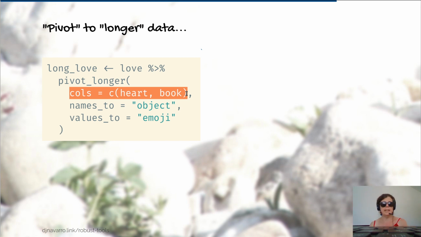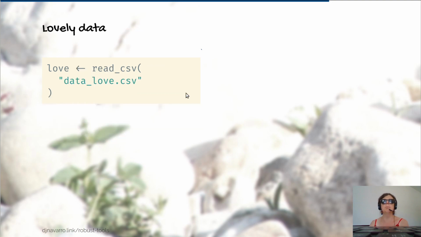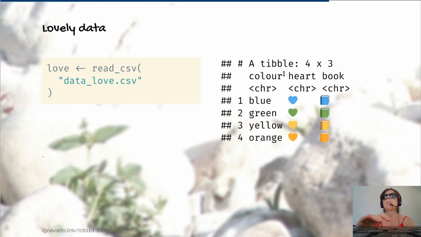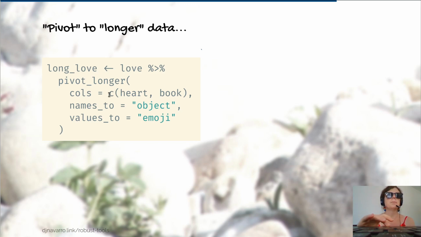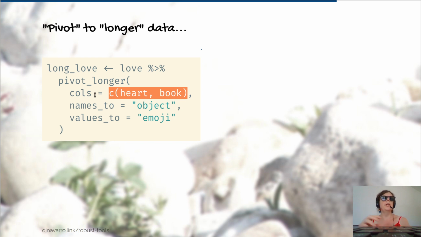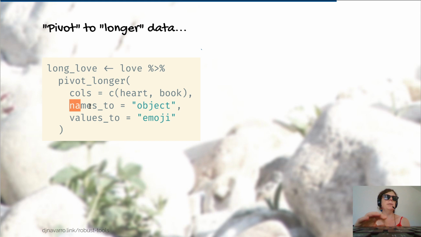So we want to take, let's go back, the heart and book columns. Where's our picture? There we go. So the heart column and the book column are the ones that we want to take and stack on top of each other. So those are our columns. Then what we have to do is say, okay, what the names, that is the word heart or the word book, what variable do we want to store them in? So we say that the names go to object.